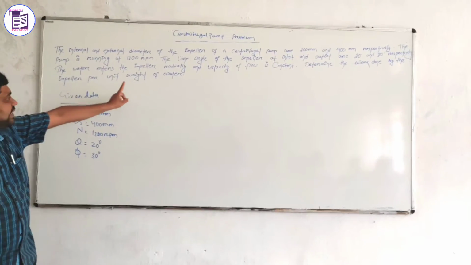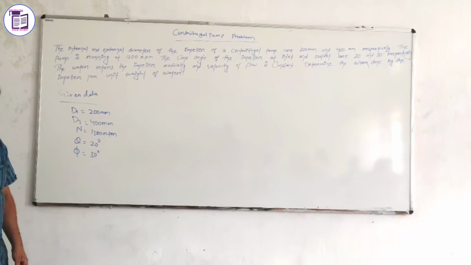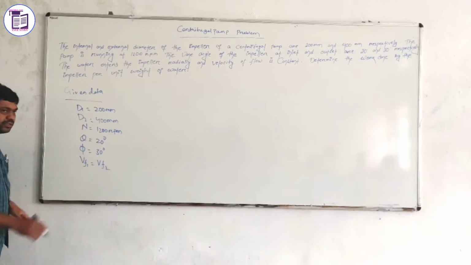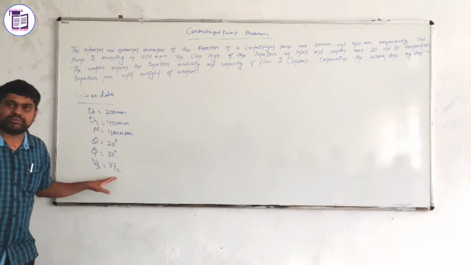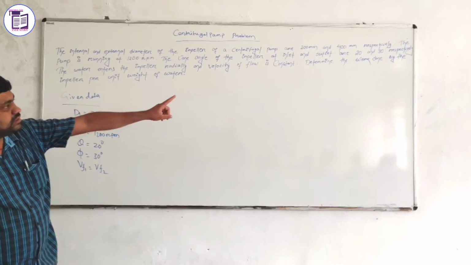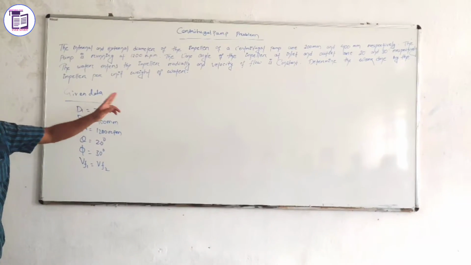The water enters the impeller radially and the velocity of flow is constant. So here the flow will be radial and Vf1 is equal to Vf2. The velocity of flow at inlet is equal to the velocity of flow at outlet, constant. Determine the work done by the impeller per unit weight of water.